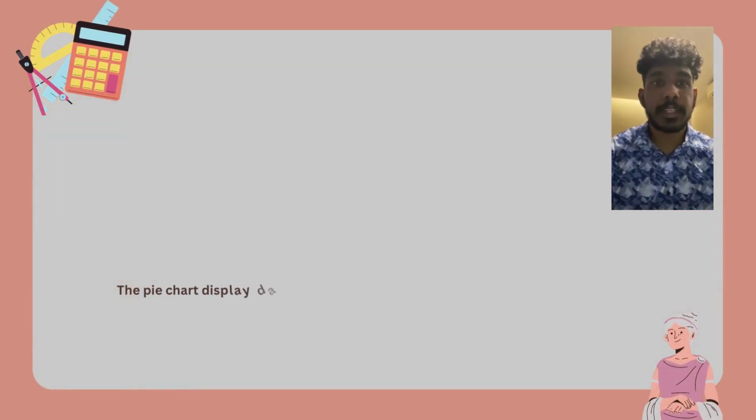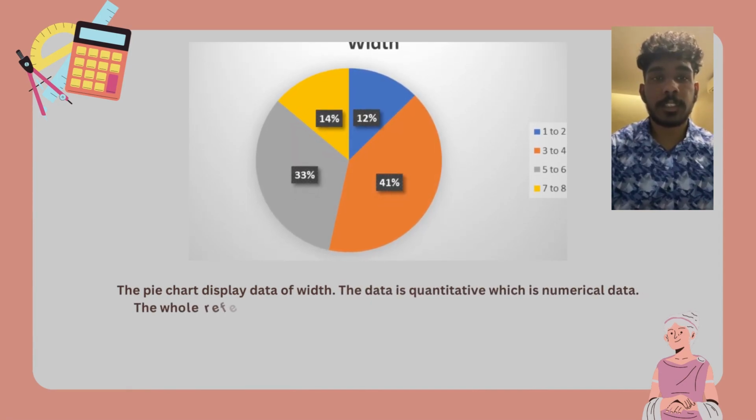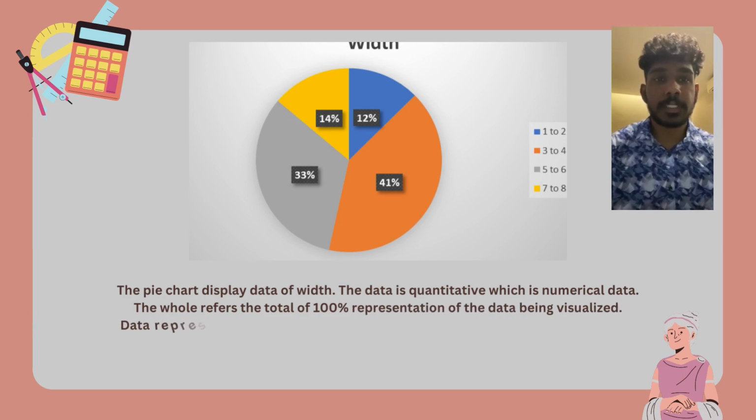The pie chart displays data of width. The data is quantitative, which is numerical data. The whole refers to the total of 100% representation of the data being visualized. The data represent the percentage for each class of width.